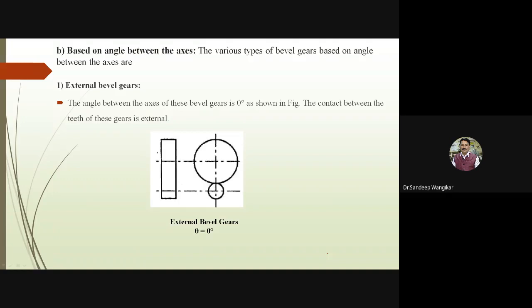So external bevel gear. The angle between the axes of this bevel gear is zero, as shown in the figure. See here, the angle is zero, and the contact between the teeth is external. So very first type. The angle between axes is zero, and the contact between the teeth is external. I will call it an external bevel gear.